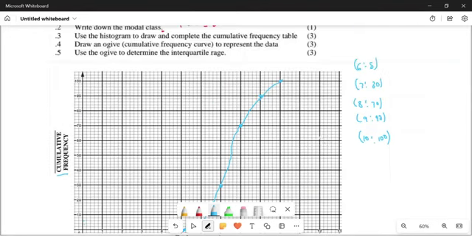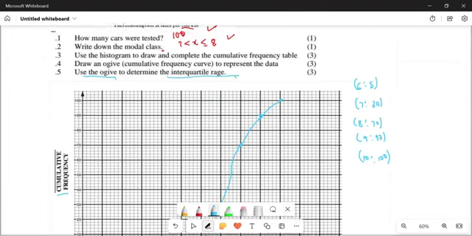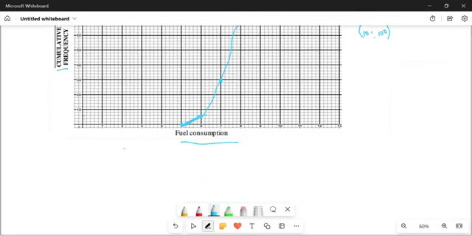Okay, now that we have this, the next question says, would you use the ogive to determine the interquartile range? For you to be able to determine the interquartile range, you need to get Q1 and Q3. Okay, let's get the position of Q1. The position of Q1 is going to be given as what?